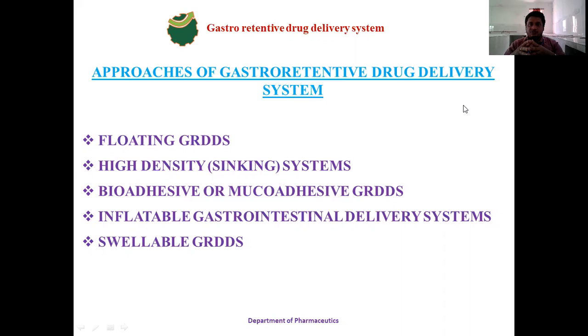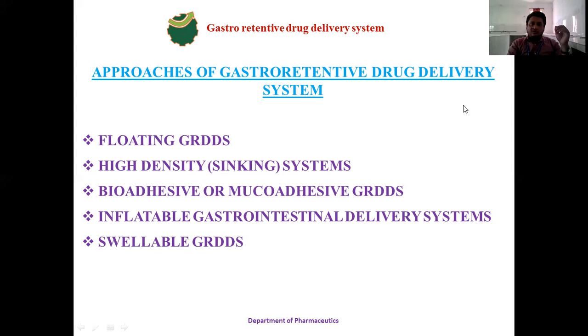Now, what are the various approaches or methods to prepare gastrointestinal drug delivery systems? There are various approaches, like floating GRDDS, high density or sinking systems, then bioadhesive or mucoadhesive GRDDS, then inflatable gastrointestinal delivery system, and swallowable GRDDS. So these are the various approaches or methods by which we prepare or manufacture the gastrointestinal drug delivery system.